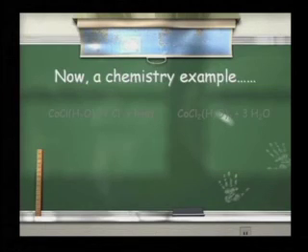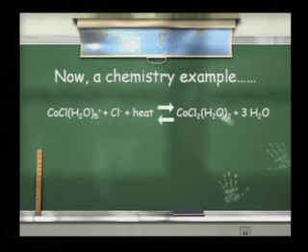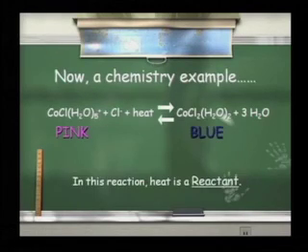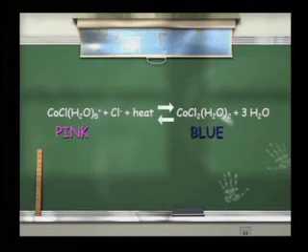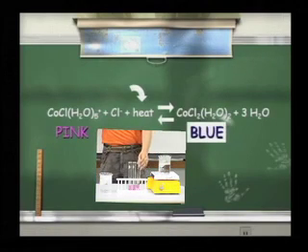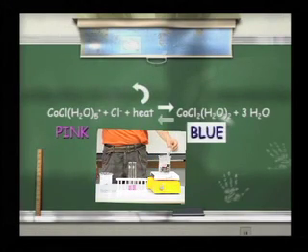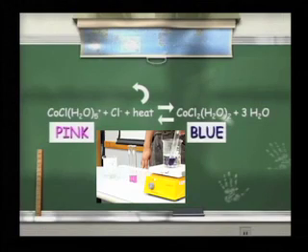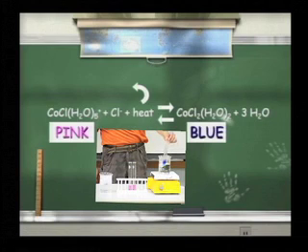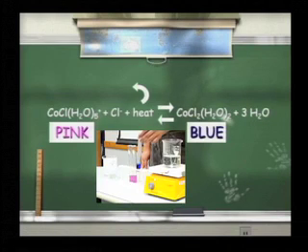Now, a chemistry example. Pay attention to the following reaction. The color of the reactant is pink, and the color of the product is blue. In this reaction, heat is considered as a reactant. The solution shown in the video clip has both reactants and products in equilibrium, and both exist in a significant amount. Thus, the color of the solution is violet.